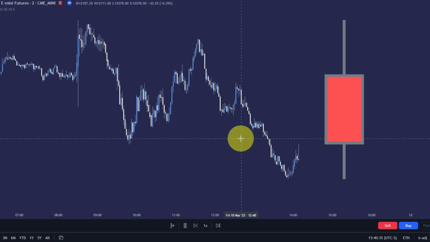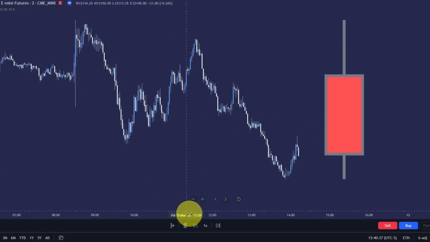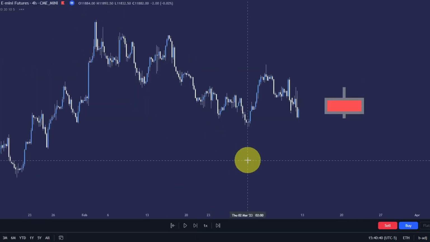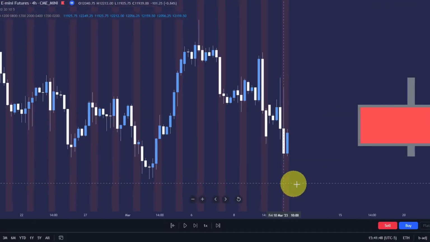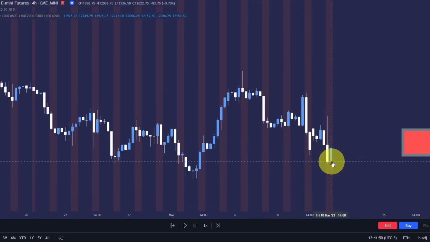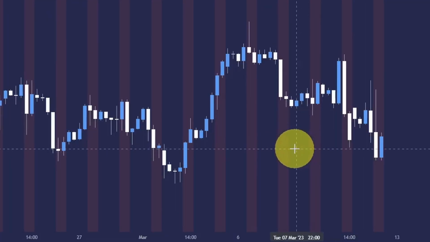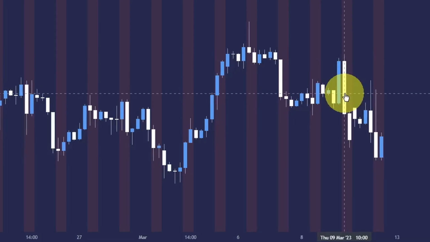The same idea works on a 4-hour chart as well. If we just pause this and look at a 4-hour chart, I just found this London and New York session indicator to show us when the 4-hour candles are within the New York trading hours. And this alone is a good exercise to see how these candles expand during the New York session.